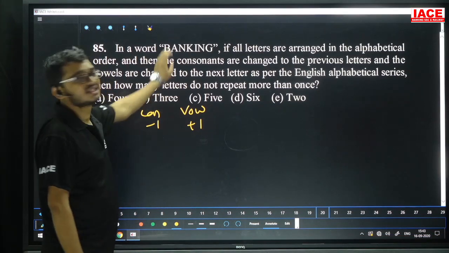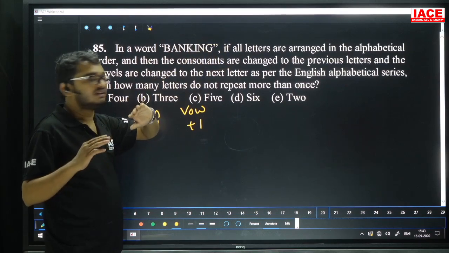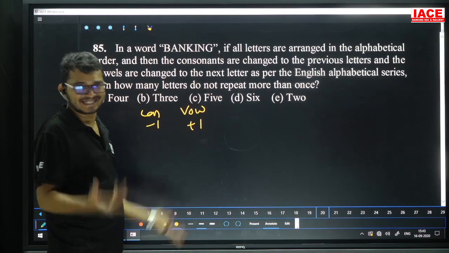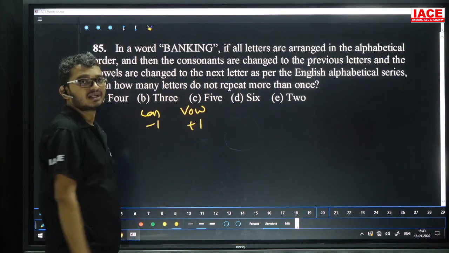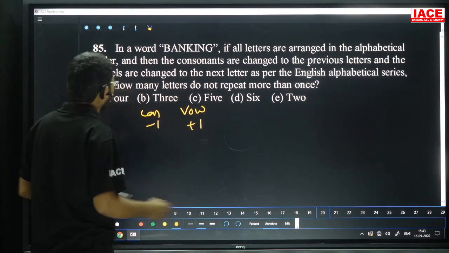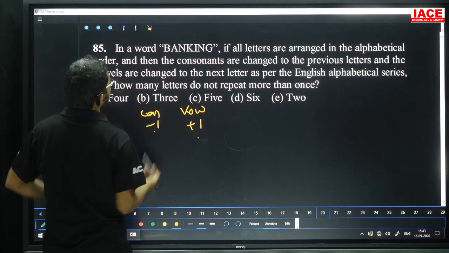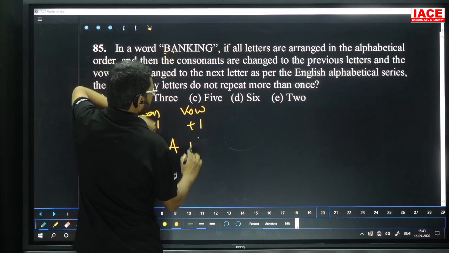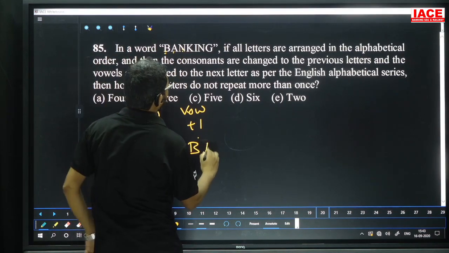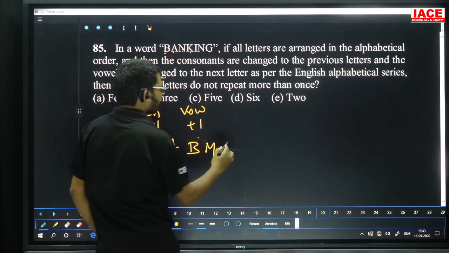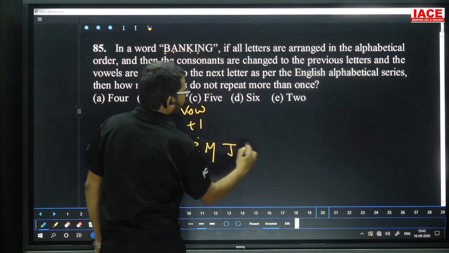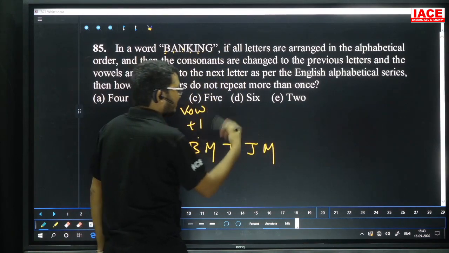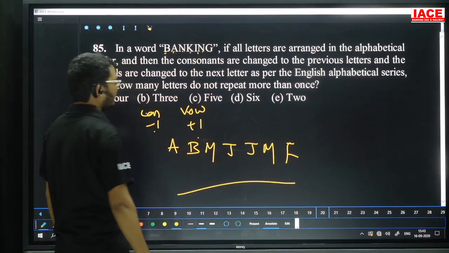That means there is no need to arrange alphabetical order. Friends, if the question gives alphabetical order, then it is required, but they are not asking about alphabetical order, so don't convert, not required. Consonant means minus 1, vowel means plus 1. Now B consonant minus 1, that means here A, vowel plus 1. Next N consonant minus 1, M. K consonant minus 1, here J. I vowel plus 1, J. N consonant minus 1, M. G consonant minus 1, here F.